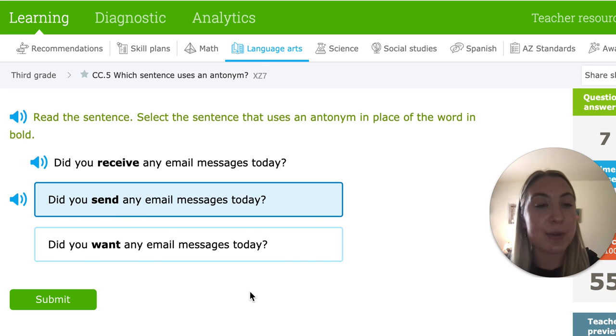So remember, as we go through it today, our antonyms are words that are the opposite. These would be completely different meaning words. Just make sure to take your time and think, okay, if I've received, what's the opposite of receive? Instead of getting messages, I would be giving them, which would be sending them.